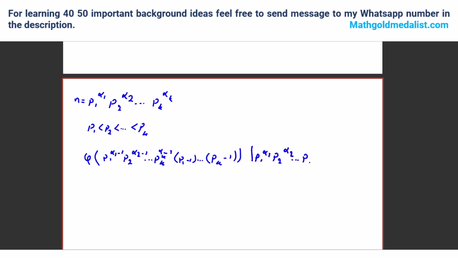Then what? And then I said that you could separate pk raised to alpha k minus 1 since GCD of any other term with pk is 1. Yes. And so it becomes pk raised to alpha k minus 2 times pk minus 1. And so you can say pk minus 1 has to divide p1 raised to alpha 1, p2 raised to alpha 2 until pk minus 1 raised to alpha k minus 1. And then you'll get p1 is 2.